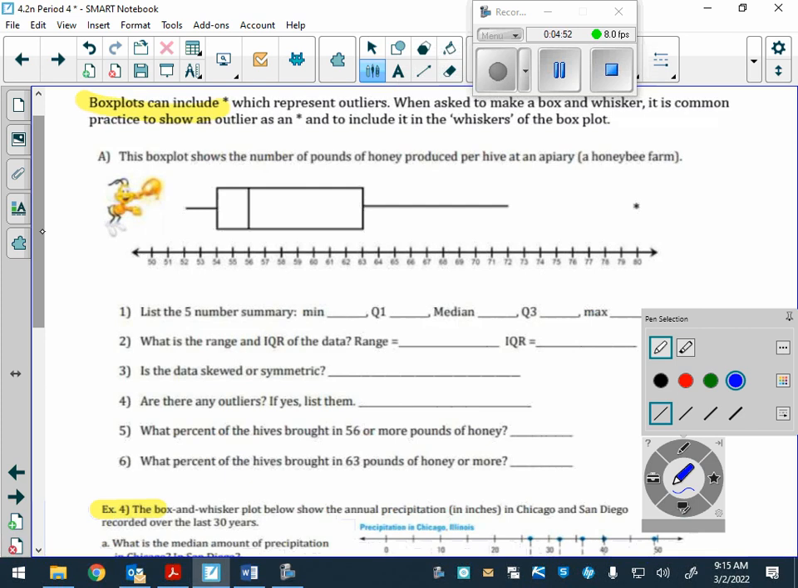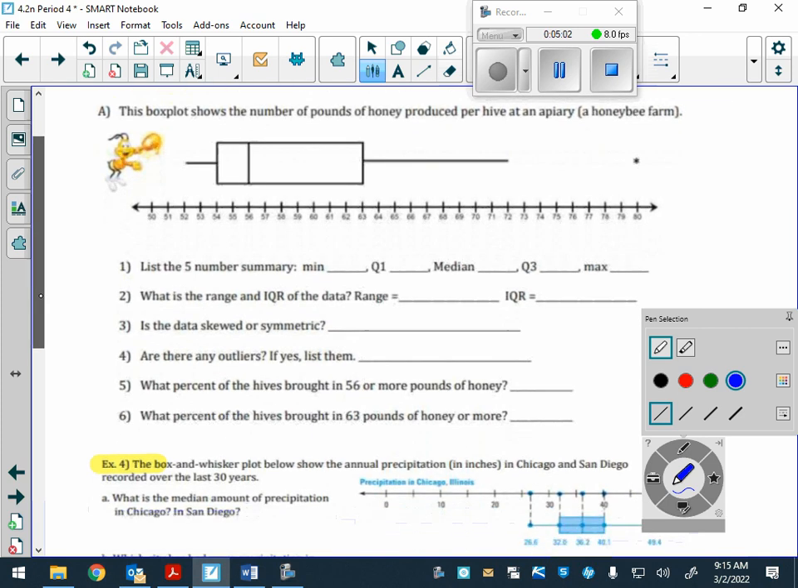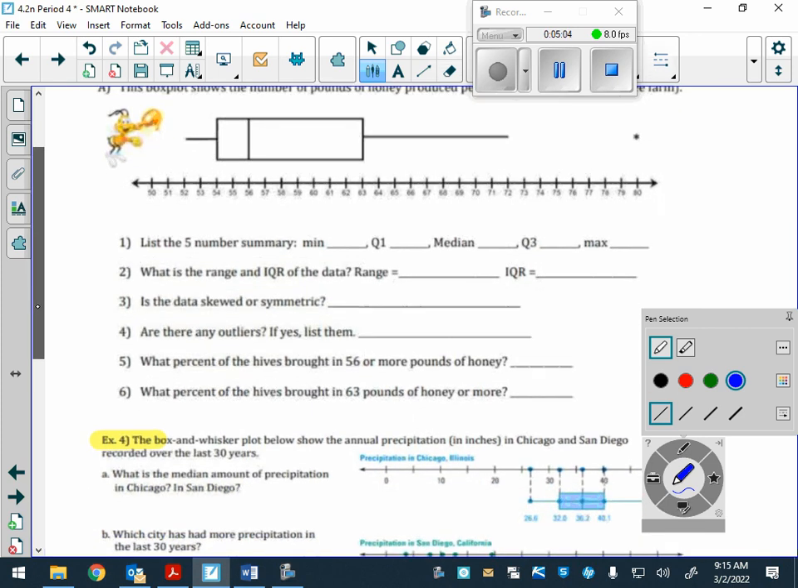When asked to make a box and whisker, it is common practice to show an outlier as a little asterisk there and to include it in the whiskers of the box plot. Okay, so what's my 5-number summary? Someone who has not answered yet. Eliza. Excellent. Yeah, because it is an outlier and the maximum value.